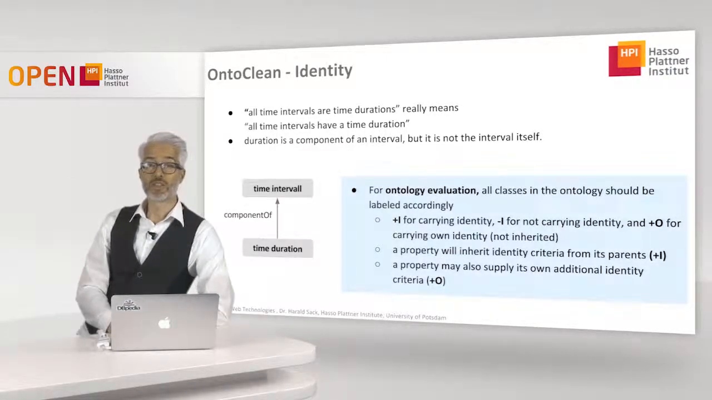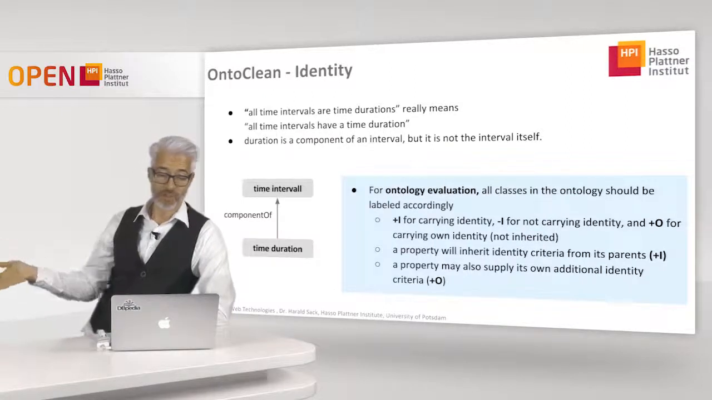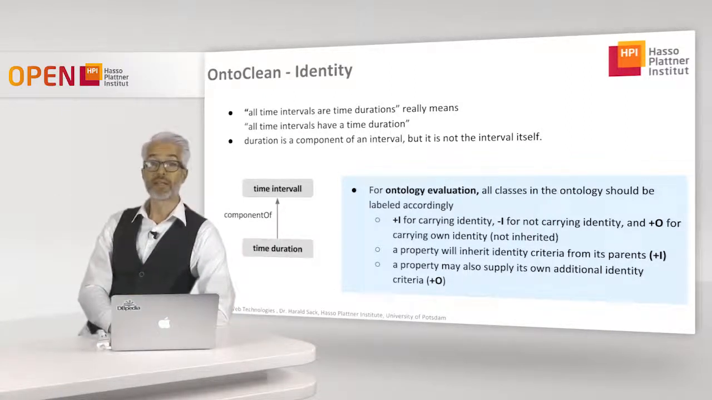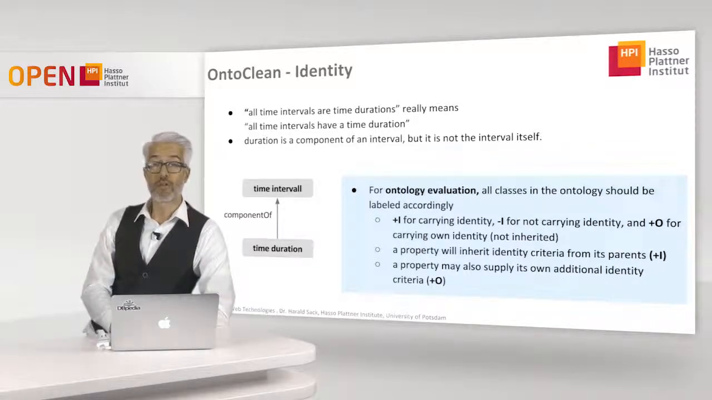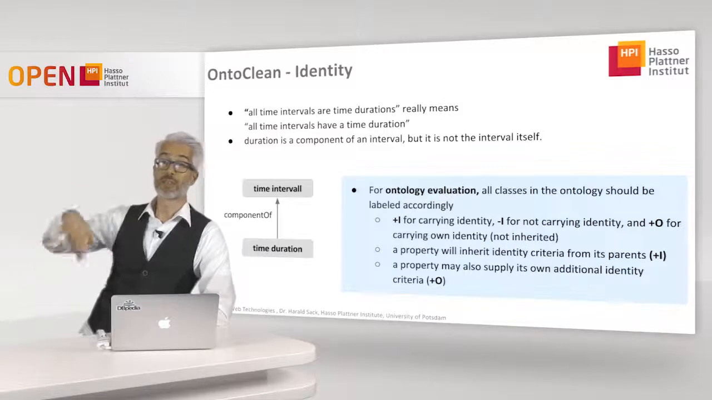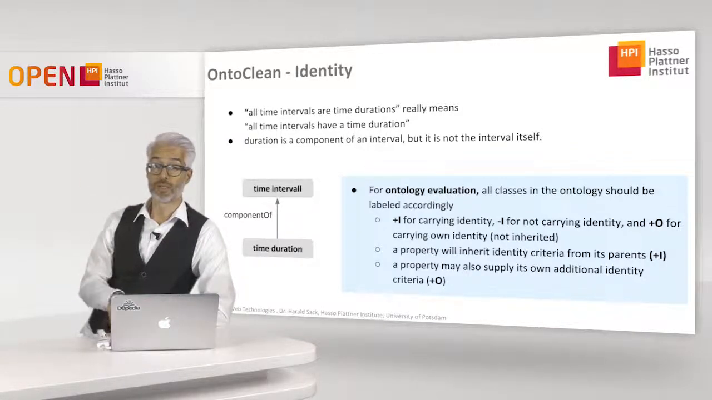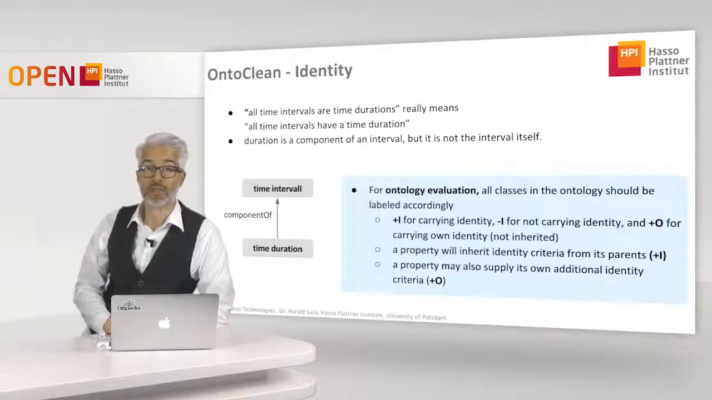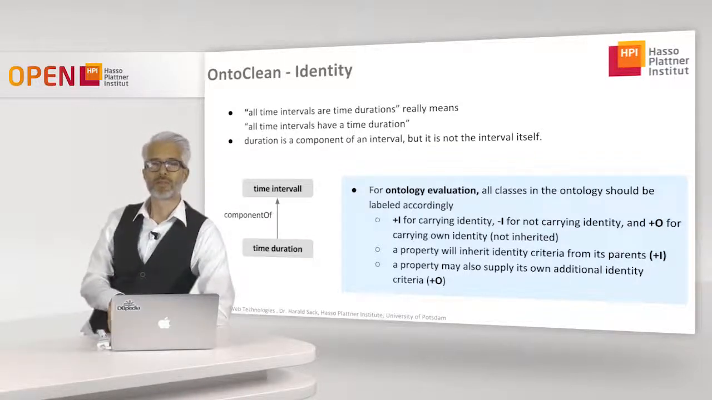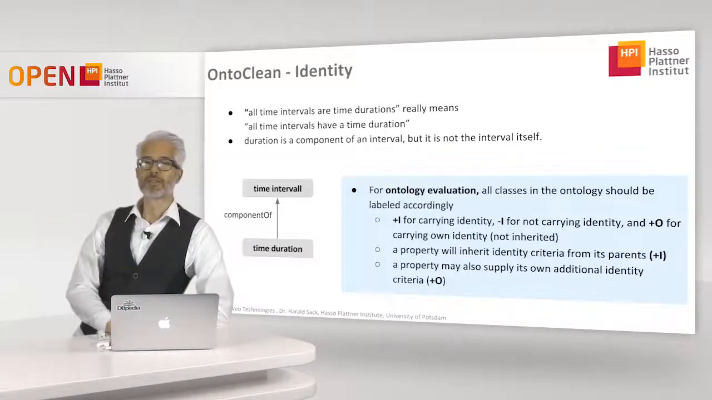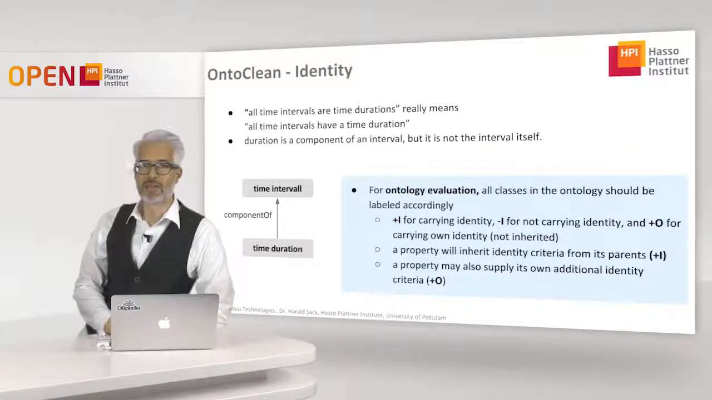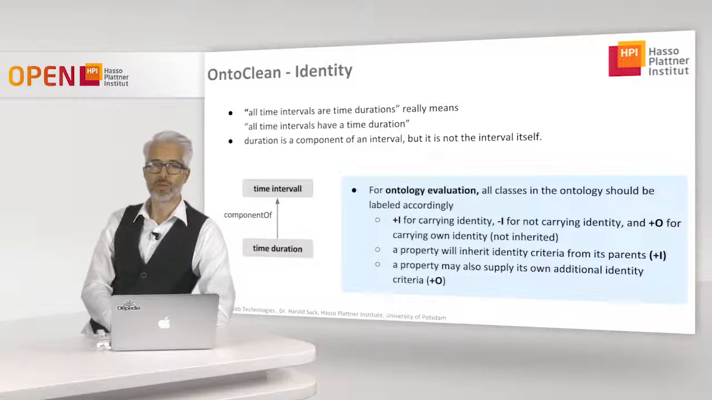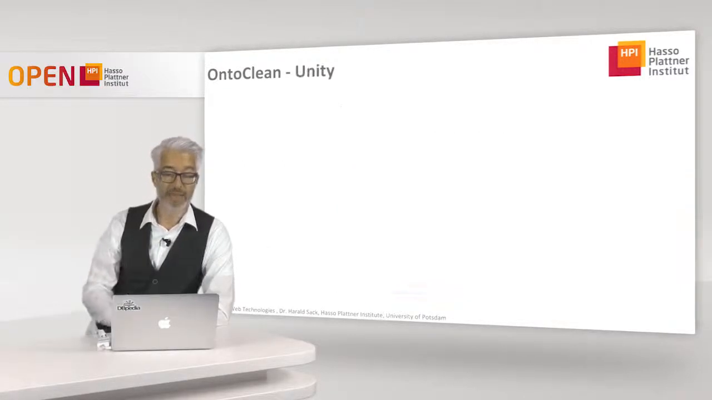For our ontology evaluation, this means that all classes in the ontology should be labeled accordingly: +I for carrying a common identity criterion, -I for not carrying a common identity criterion, and +O for carrying an own identity criterion, which is not simply inherited by a class of which our considered class is subsumed. So the point is usually a property will inherit identity criteria from its parents, so then it will be labeled with +I, but it might also supply own and new additional identity criteria, and then it will be labeled with +O. This is identity.